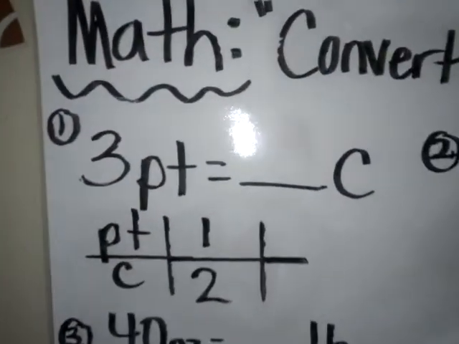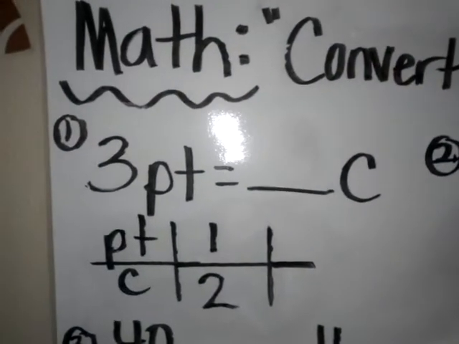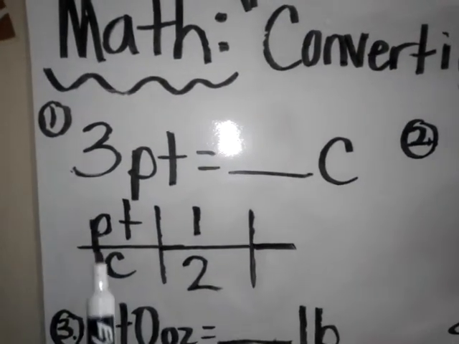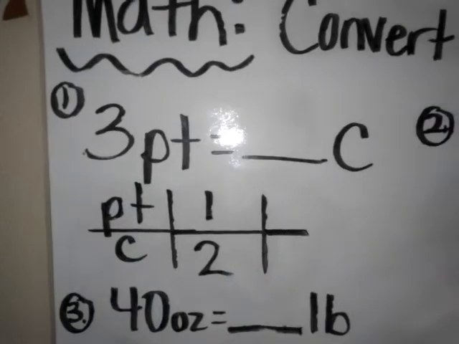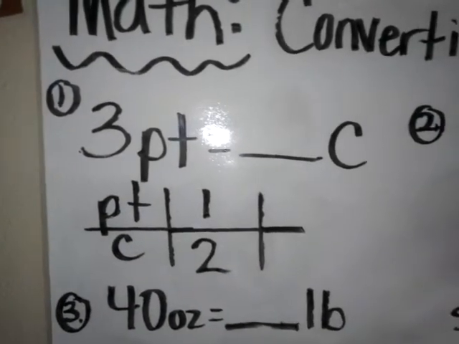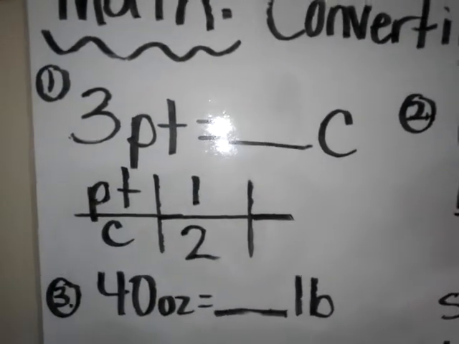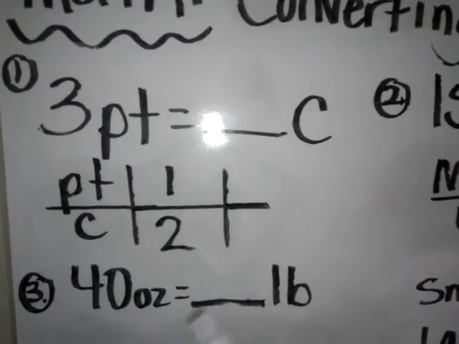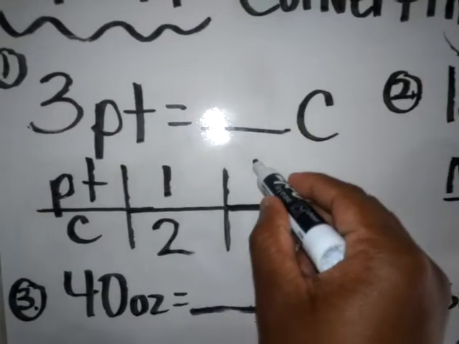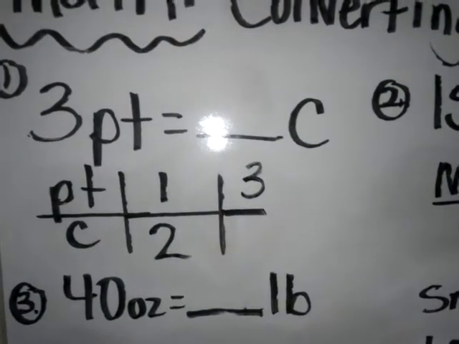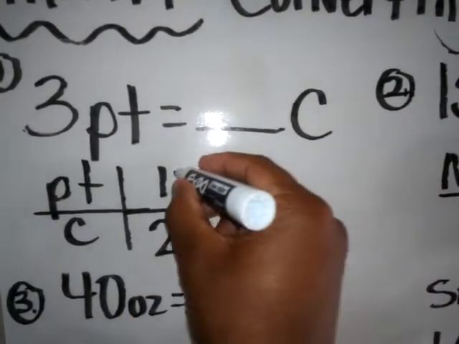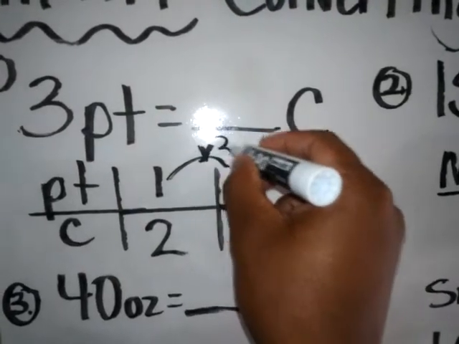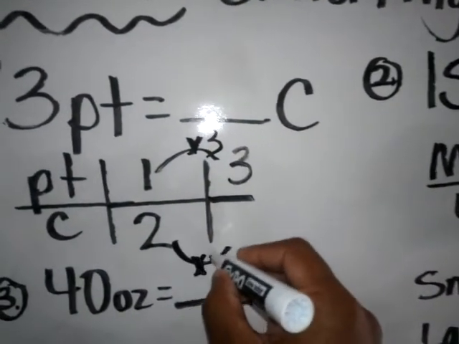Number one, we have 3 pints equals how many cups? I'm going to continue to utilize, again, a ratio table for all of these problems. I have my units of comparison, pints to cups. Well, I know that 1 pint contains 2 cups. So if I need to go to 3 pints now, how can you get from 1 to 3? Multiply times 3. And do the same from the bottom, times 3.